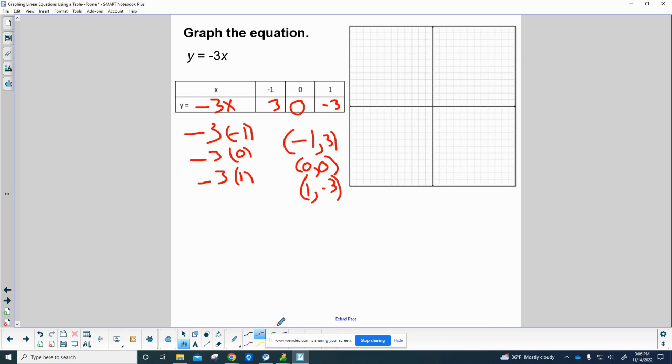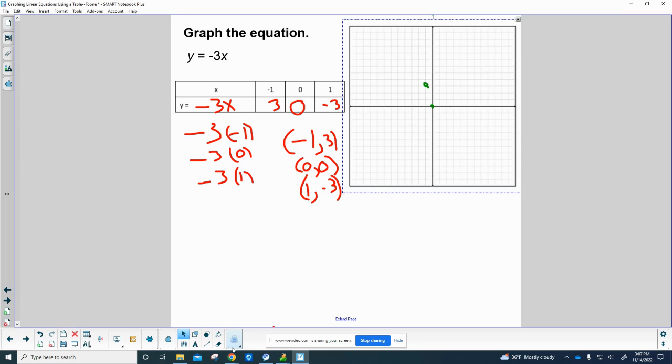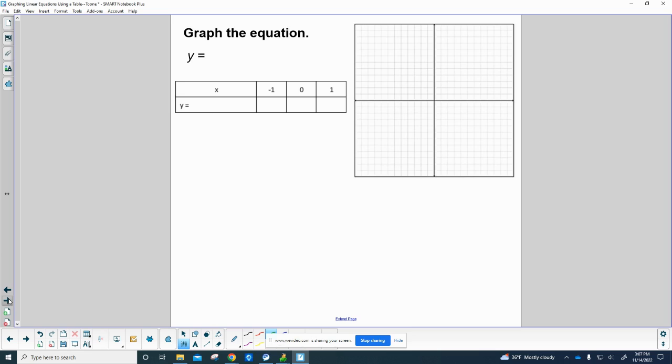And let's get those graphed. So in this case, you've got negative 1 and 3. So back 1 and 1, 2, 3. 0 and 0 right there in the center. And 1 and negative 3. Over 1 and down 1, 2, 3. Oops, I turned off my marker. Here we go. 1 and negative 3. So my line's going to come down through like that. And there we go. So let's see that.